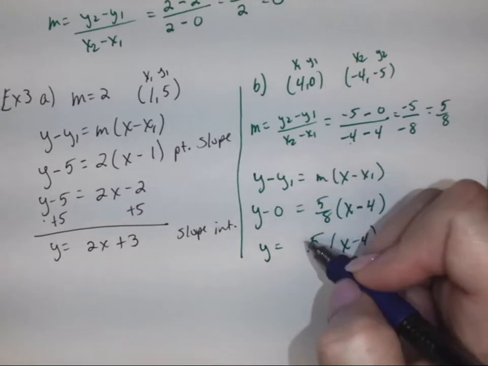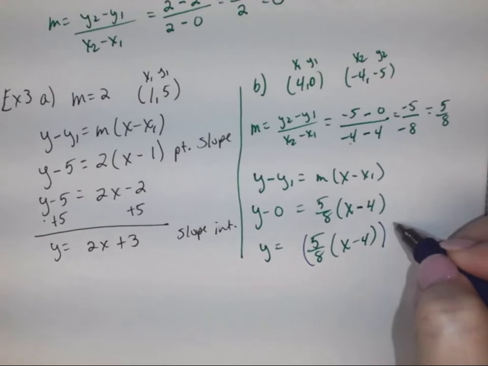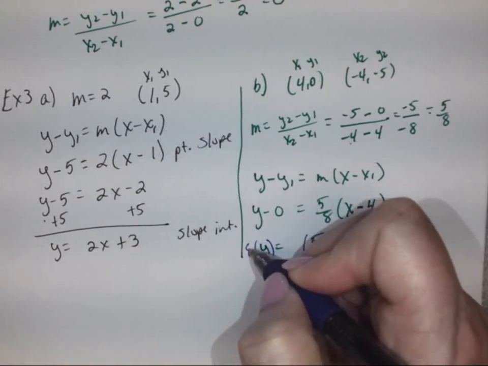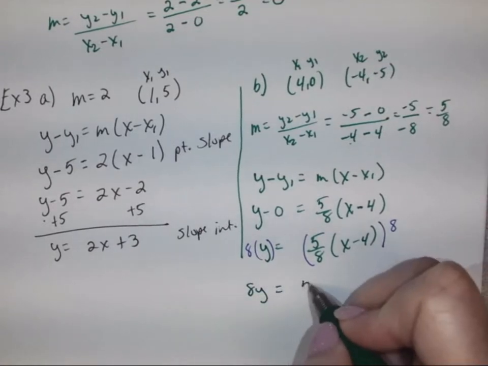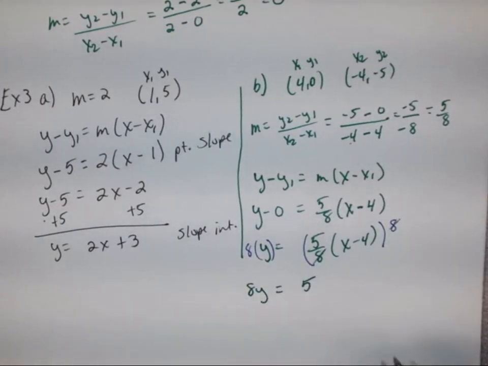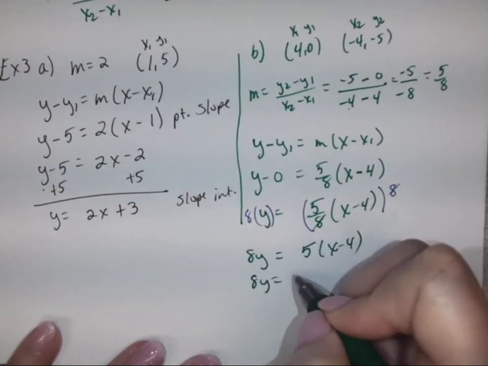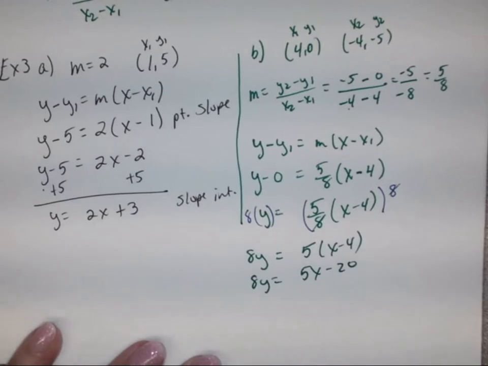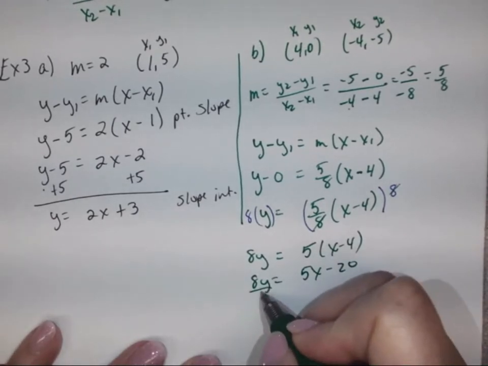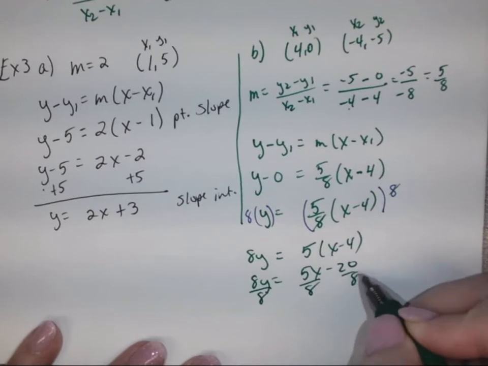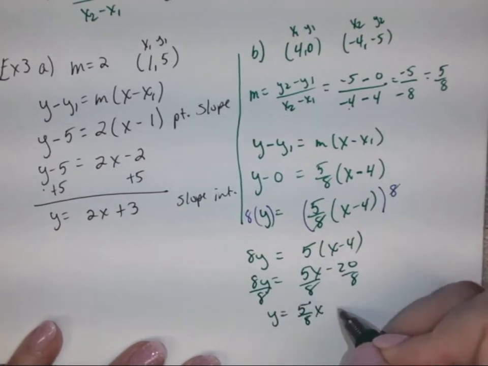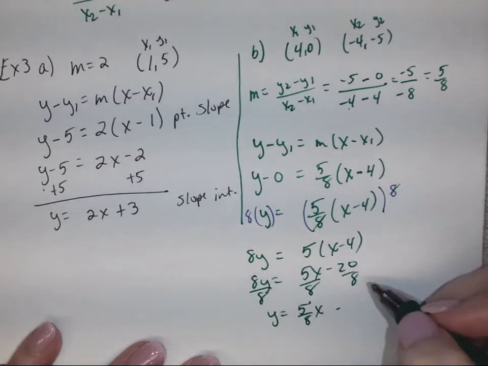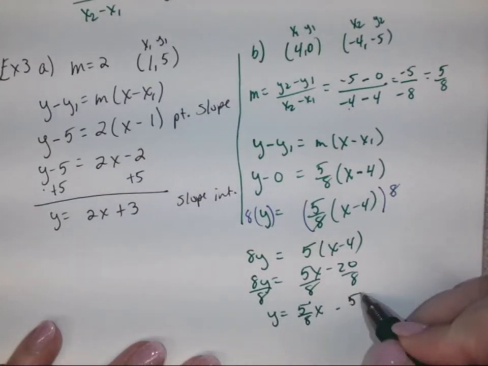You can multiply both sides by the denominator. So if I multiply both sides by 8, I end up with 8y is equal to 5, because that will cancel there, times x minus 4. So 8y equals 5x minus 20 when I distribute, and then come back and divide by the 8. So y is equal to 5 over 8x minus, now 20 over 8 will reduce down to 5 over 2.